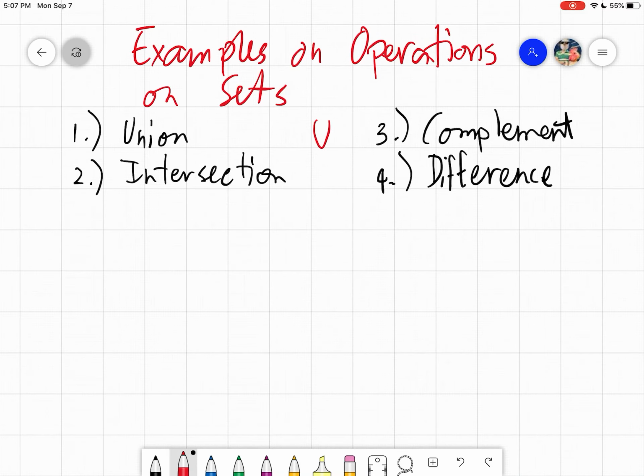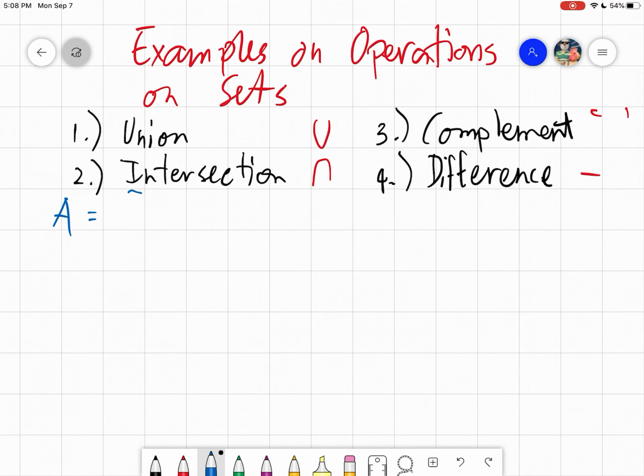And to be specific, these would be our symbols for our set operations. For the union, we will be using U. For the intersection, the inverted U. The complement is simply a small letter c for a prime, or a line above the set name. And the difference is simply a minus sign. Before we start, let us give specific sets.